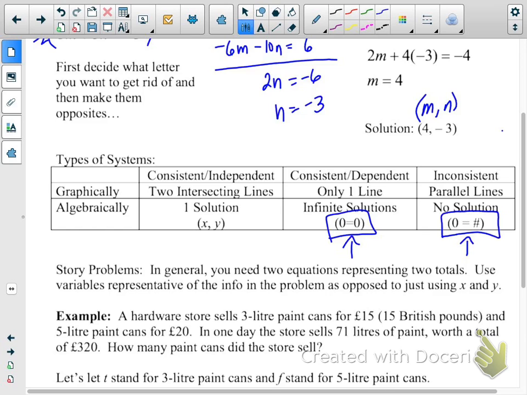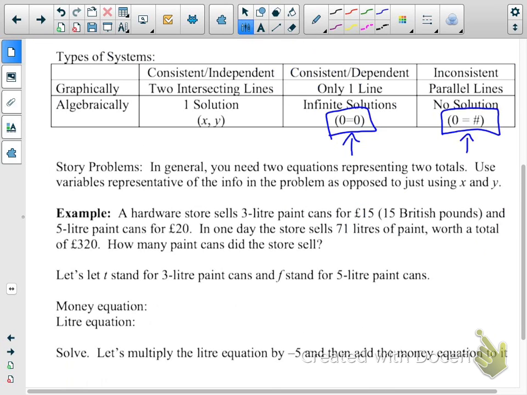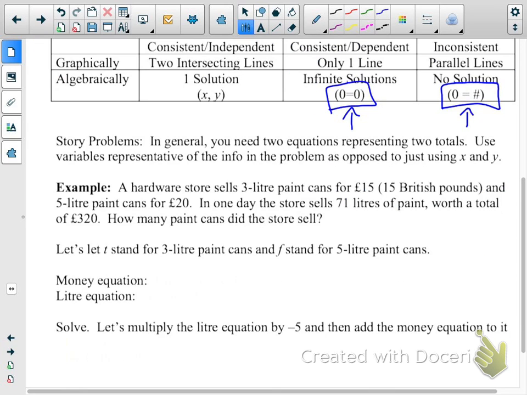So we got a couple story problems here, actually just 2 story problems. With story problems in general, you're looking for totals, and you're going to write an equation for each total. If at all possible, use variables that represent the information in your problem. So if you're dealing with dogs and cats, use D and C, rather than having to constantly remember what's X and what's Y.